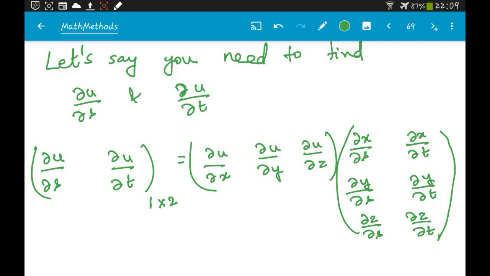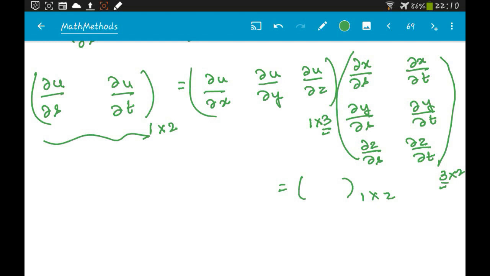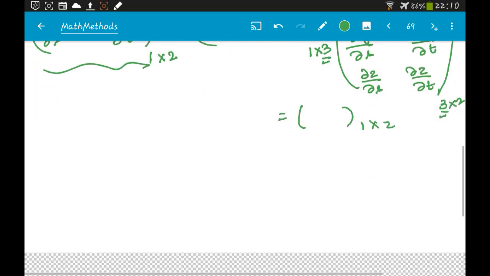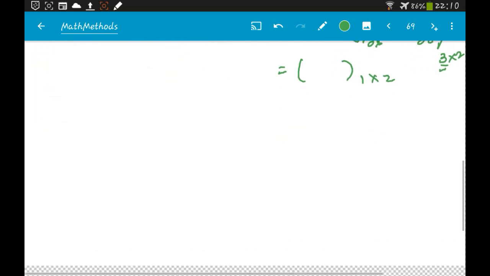Right? So this is a matrix of 1 cross 3 and this one is 3 cross 2. So these two are the same, and finally you will get a matrix which is again 1 cross 2. Okay, so this is what you will get. The matrix multiplication of these two will give you these values. Alright. So you can use any method to find it. You can either use this matrix method or you can use the chain rule. It's up to you. Both are just variations of the chain rule.